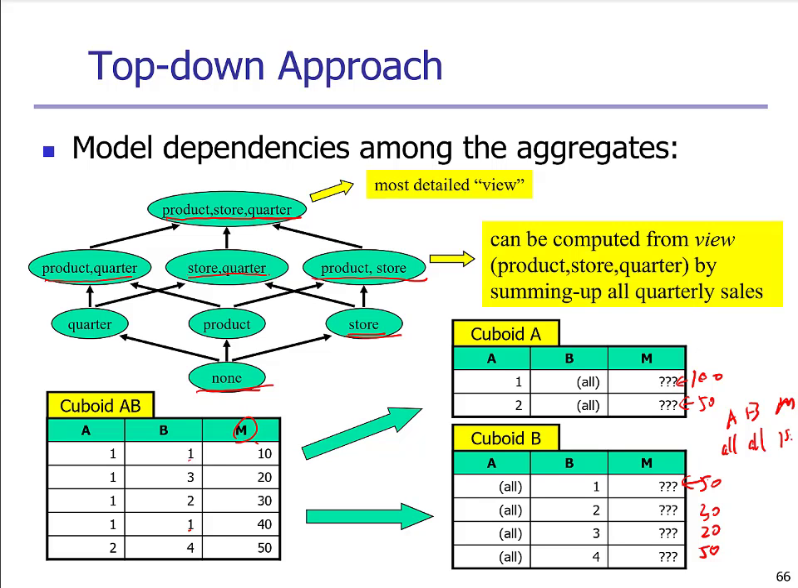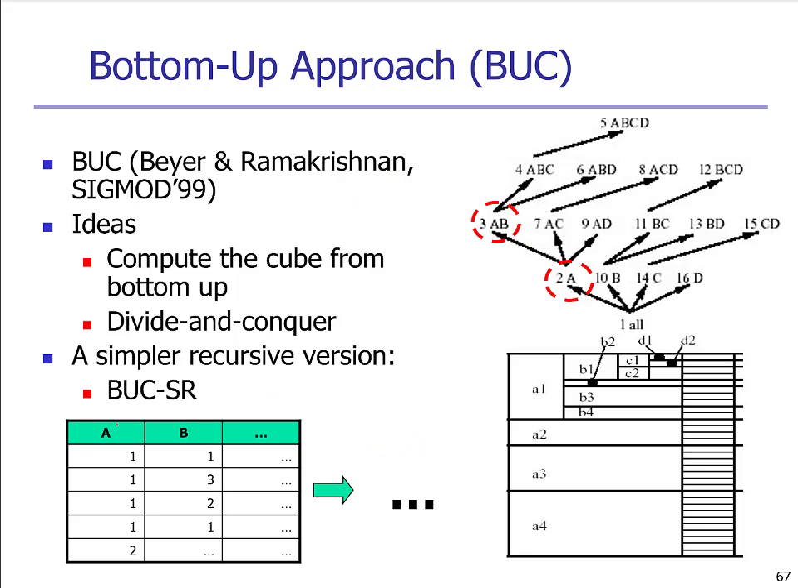So it's 150. Note that when you do the computation of the 0D cuboid, you don't start from the 2D cuboid. You start from the 1D cuboid. That's the thing for a top-down approach. And we will have a break here, and we will then continue with the bottom-up approach.